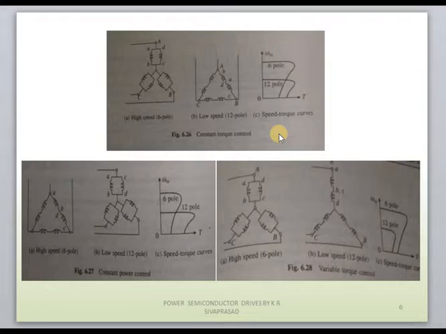The second category is that we can maintain constant power, and based on maintaining constant power we can control the speed of the machine. The third one is variable torque control, which means we can change the torque, while almost always maintaining the power constant. Another method is also there. We can clearly observe here, from the top of the diagram, a 6-pole and 12-pole.